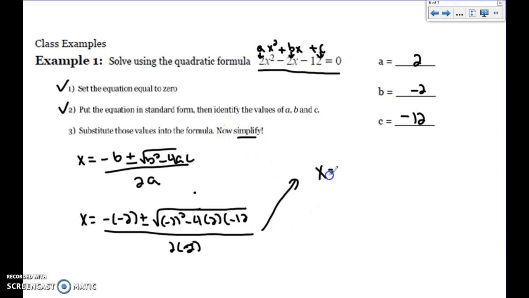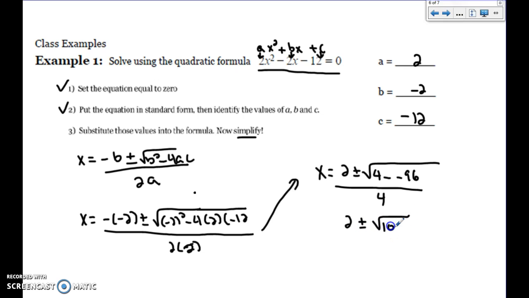So x equals, well, if I do a negative of negative 2, I get positive 2, plus or minus negative 2 squared is 4, because I'm squaring a negative, which makes it positive, minus 4 times 2 times negative 12. So I think that is 8 times 12, which is 96, negative 96. All over 2 times a, which is 4. So I have 2 plus or minus the square root of 100 over 4. That's what x equals. If I simplify that more, I get x equals 2 plus or minus 10 over 4.